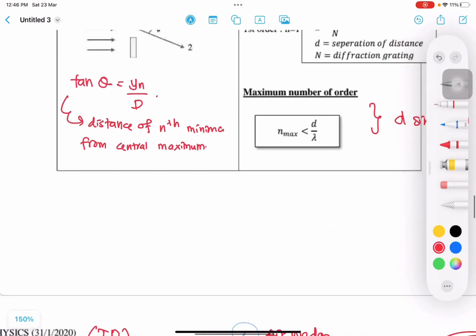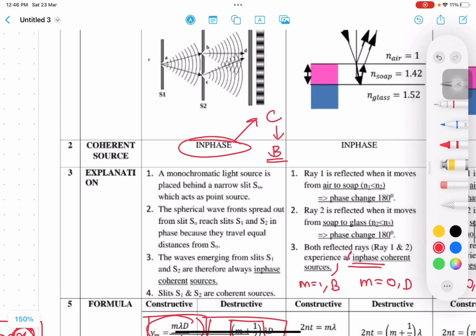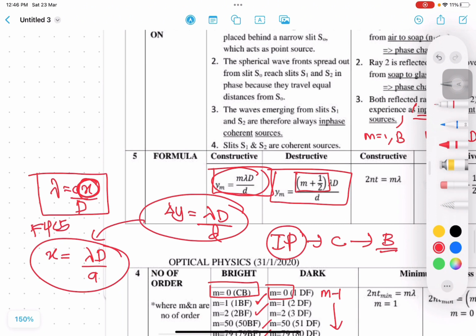So let's jump into Young's double slit. Young's double slit is actually in phase. When it is in phase, it is dominated by constructive, so we have to look at the bright fringe. The formula for constructive here is straightforward. Whereas for destructive, we have to add 1 over 2.